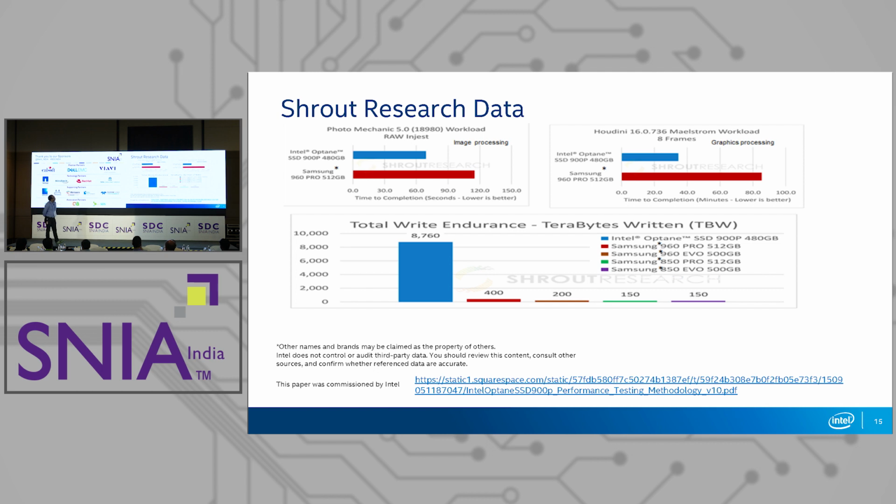These are some of the data which we have collected from a firm called Shrout Research. You can see that they have exercised Optane in image processing workloads and graphics workloads with Houdini, and we have also measured the TBW factors. Compared to the other memories, we can see it's giving you more than 50% in both the image processing and graphics processing workloads, and you can also see that the endurance is very good. Most of the drives, especially the flash drives we have today, have about 10,000 P/E cycles. That's their life, right? Optane can provide you 1,000 times that.